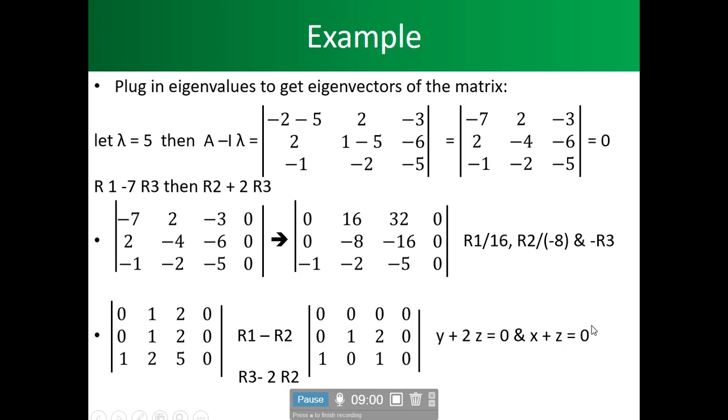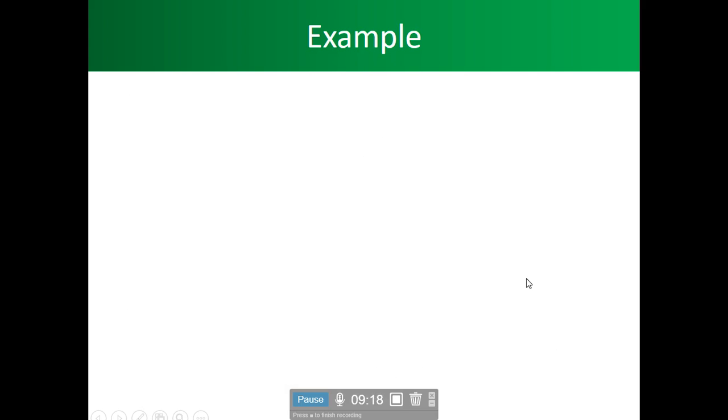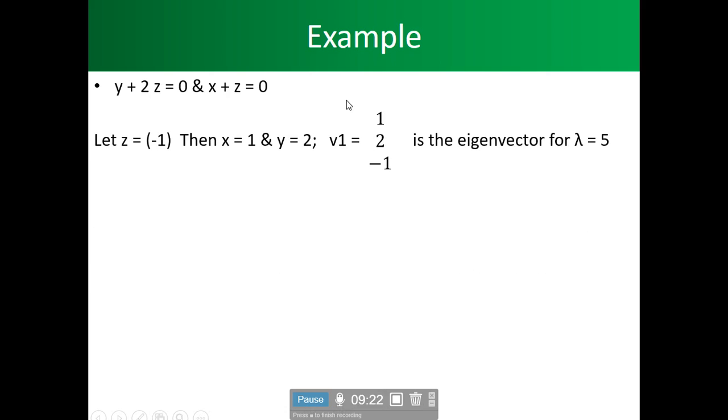So our new equation that we're going to have is that y plus 2z equals 0, and we have x plus z equals 0. Okay, we'll use those as our main equations.